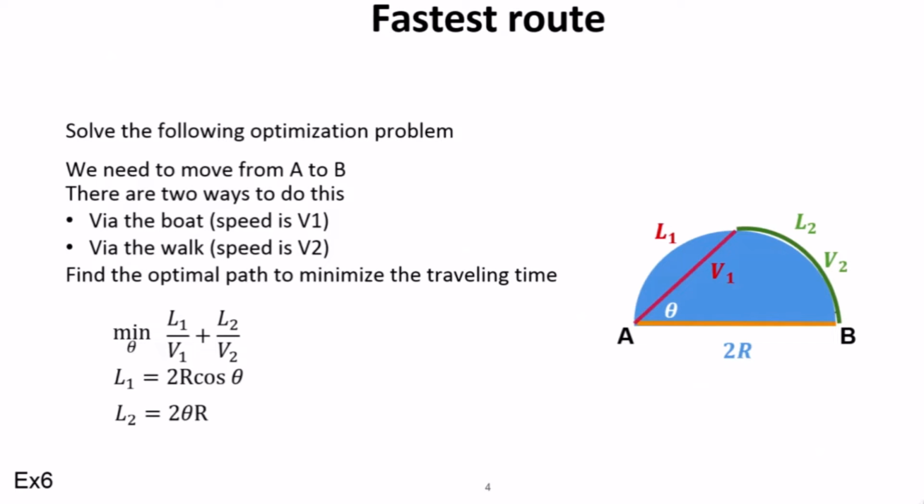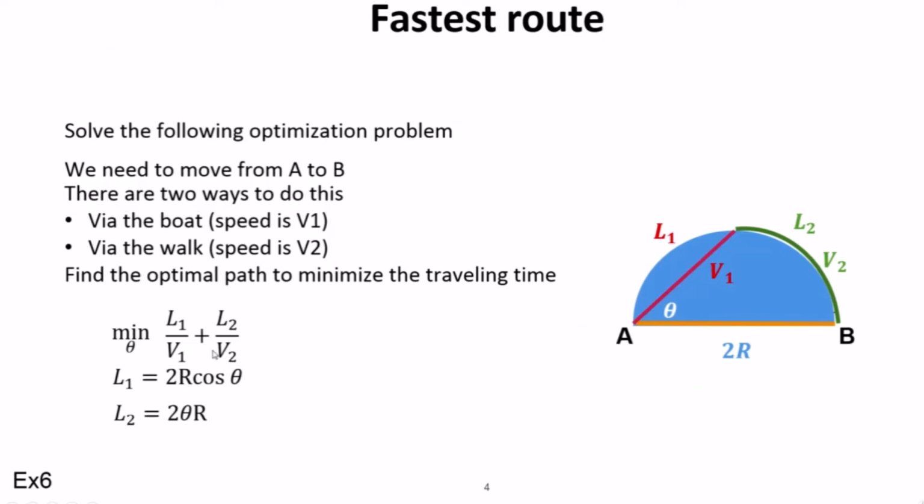So here you can see the objective function is defined as the summation of L1 divided by V1, which gives time 1, plus L2 divided by V2, which gives time 2. Okay, and also we know that L1 is 2r cosine of theta.